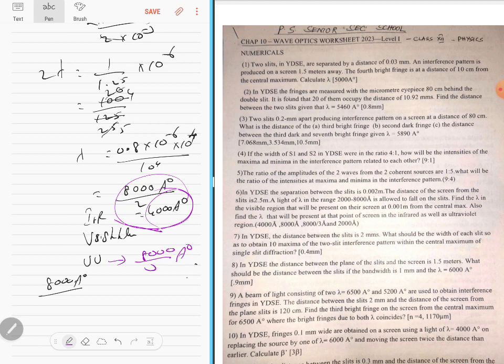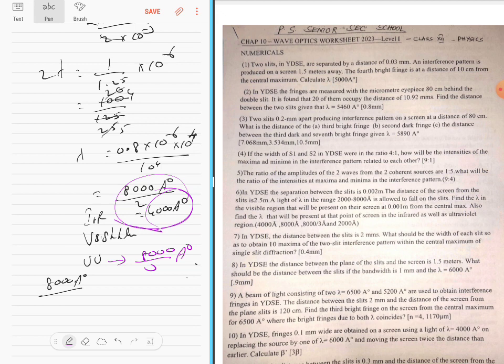So that's clear. Also find the lambda that will be present at a point on the screen in the infrared as well as ultraviolet region. Also find the wavelength that will be present on the screen in the infrared and ultraviolet region. We got it, na? That's what it is. Whatever we got, 8000 by 3.